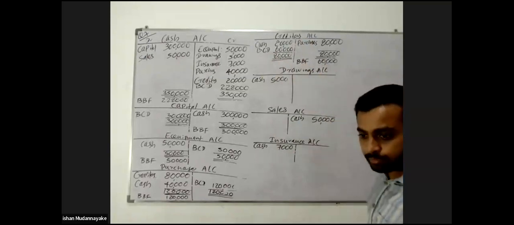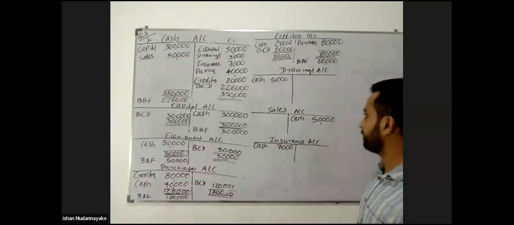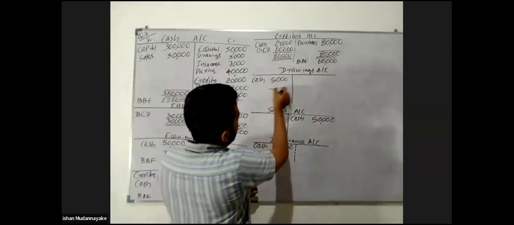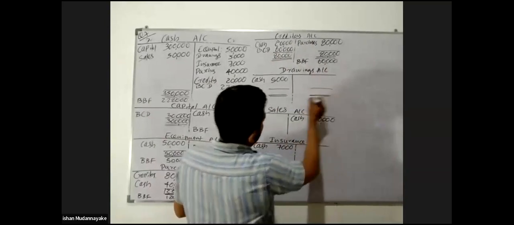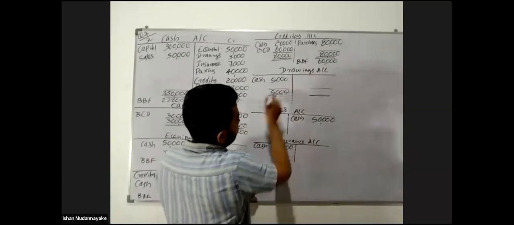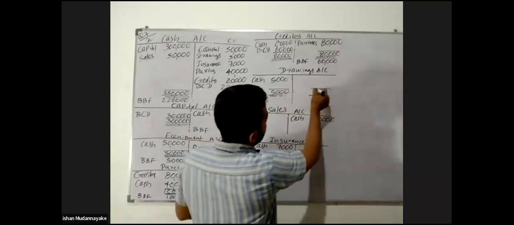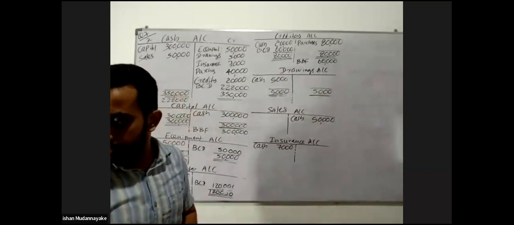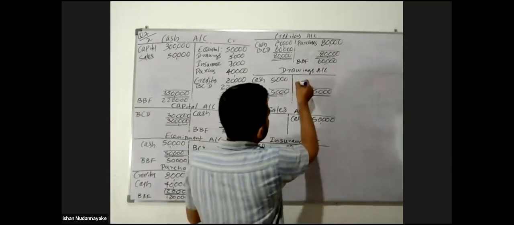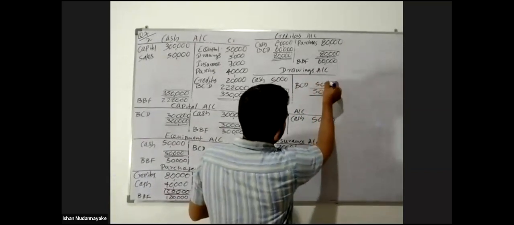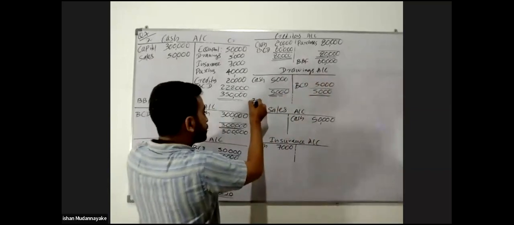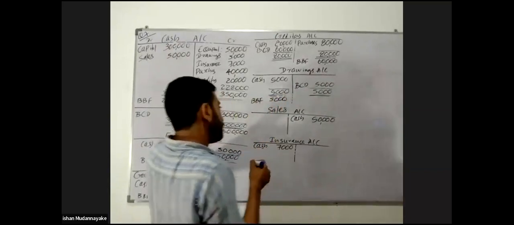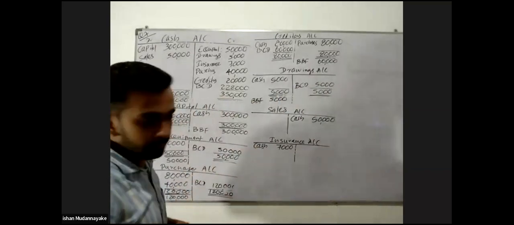Is it clear? Okay, then. Yes, sir. Clear. Then the balance of the drawings account. Higher side, debit side, 5,000. Transfer that amount to the credit side. No balance to deduct. Balance carried down 5,000. And then here, balance brought forward 5,000.